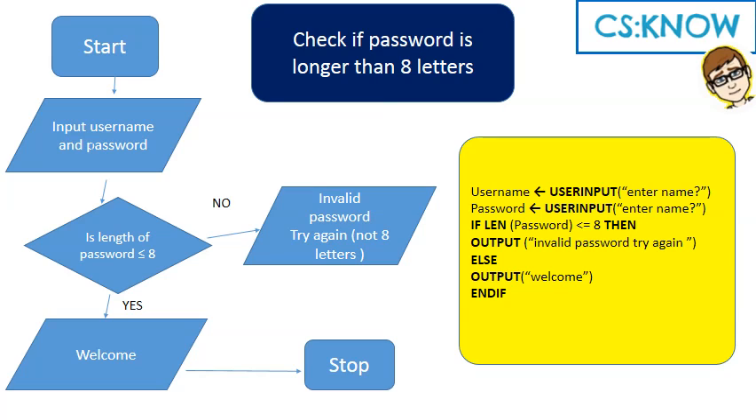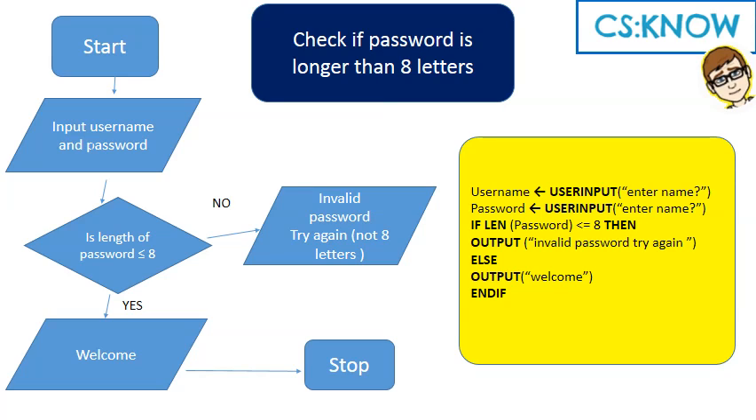So username is assigned user input, enter a name. Password assigned user input, enter name. I wrote that wrong. That should be enter a password. Sorry. If the length of password is less than or equal to 8, then output invalid password, else output outcome, end if. So it's a very similar layout to how we'd write Python. It's just use capital letters for your decision. Remember that end if. If you open an if, you have to end an if.